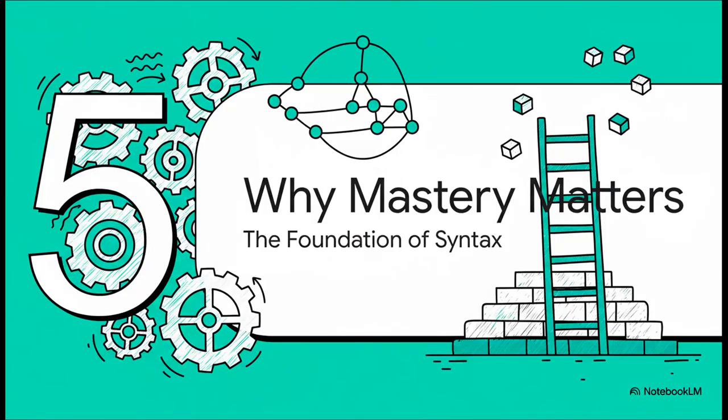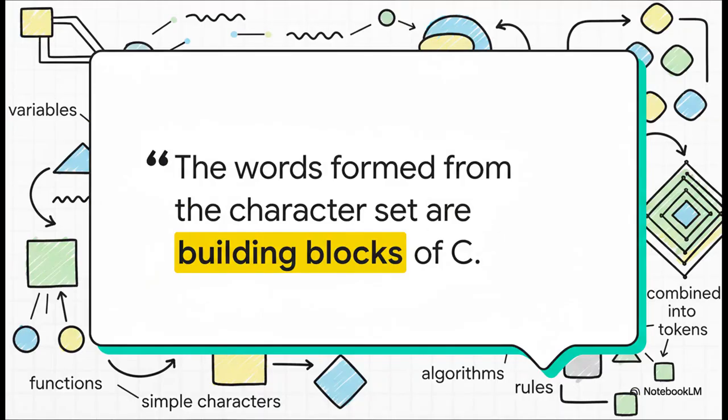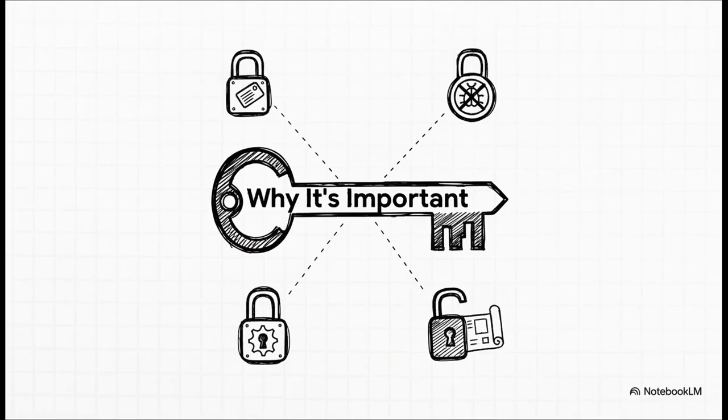So, why are we spending all this time on just the alphabet? I mean, it seems so basic, right? Well, it's because getting this stuff down is absolutely crucial. It's not optional. It is the bedrock that the entire grammar or syntax of the C language is built on. This quote from our source material just nails it. The words formed from the character set are building blocks of C. Every single thing you will ever write in C, every variable, every function, every complex algorithm, it all starts right here. Everything.